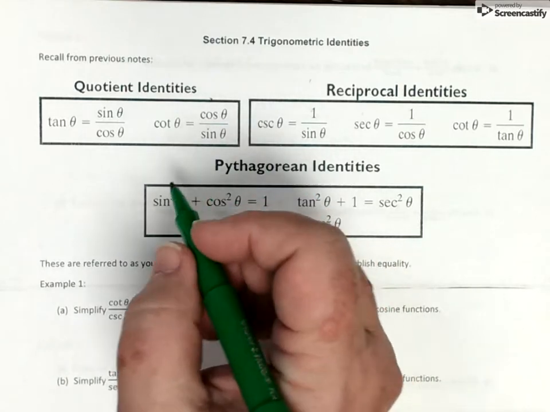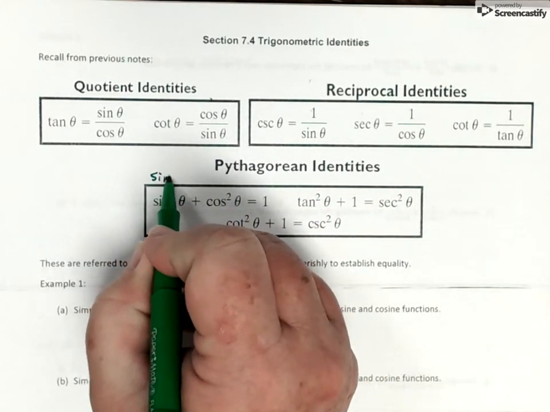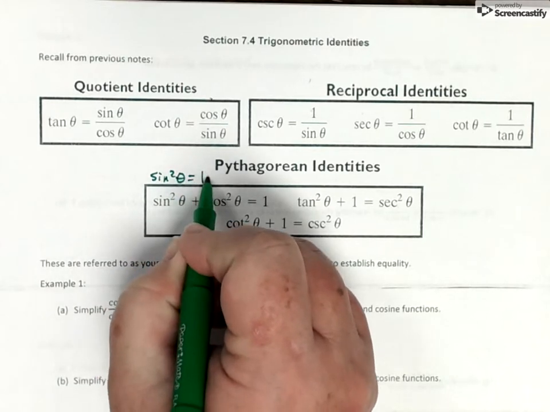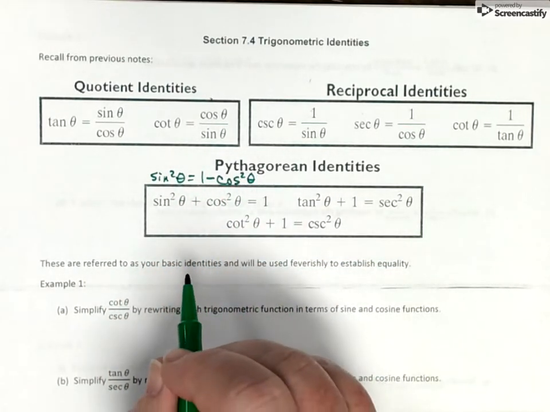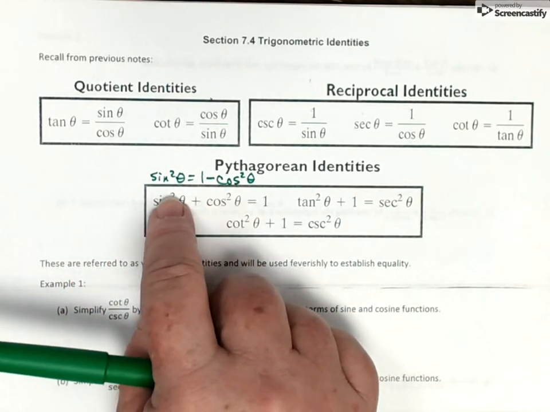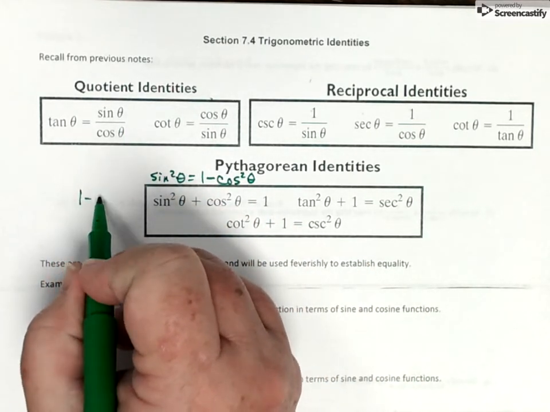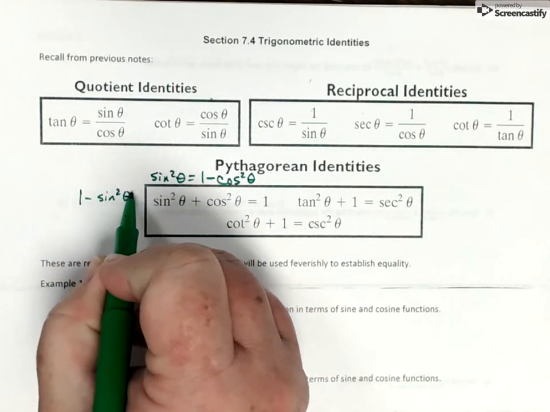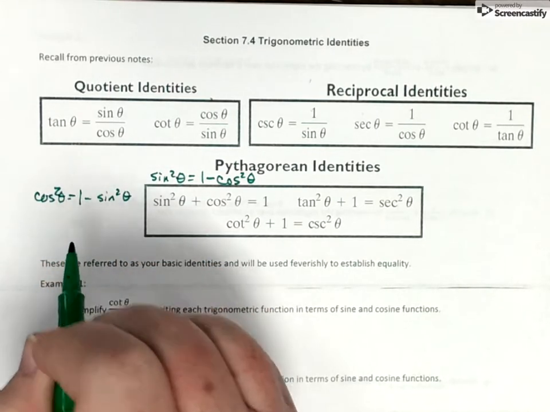So another identity that can be created from this very easily is that sine squared theta is equal to 1 minus cosine squared theta. We could also get cosine by itself by subtracting sine, and that would give us 1 minus sine squared theta is equal to cosine squared theta.